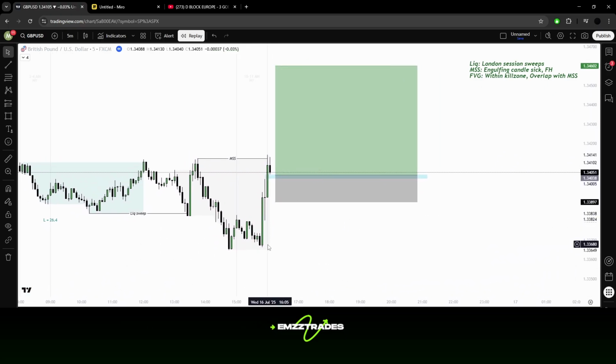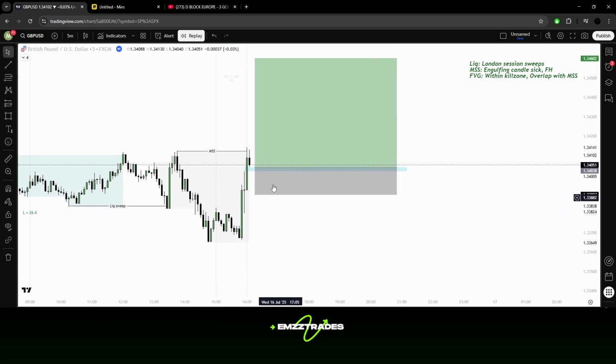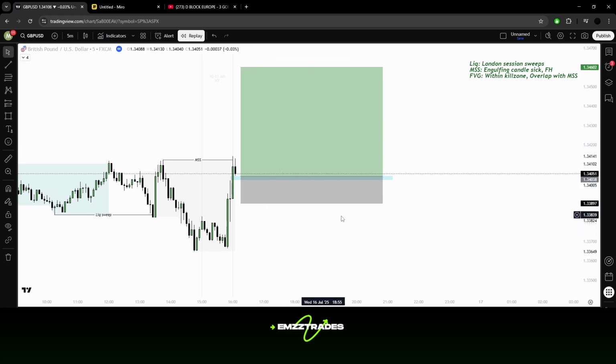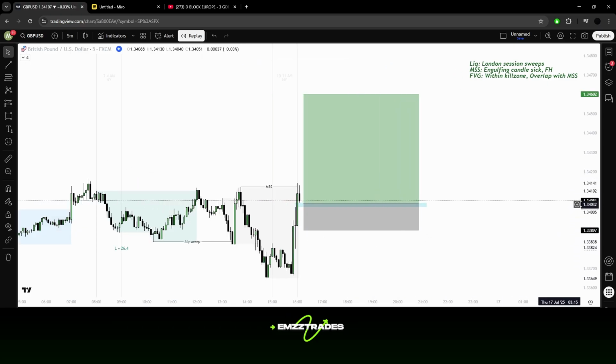As you can see right here, there's a lot of buying pressure that went up into smashing the market structure shift right here in the kill zone time, which tells me and indicates to me that price will go back down into the area of the FVG to go up and completely smash take profit, right?